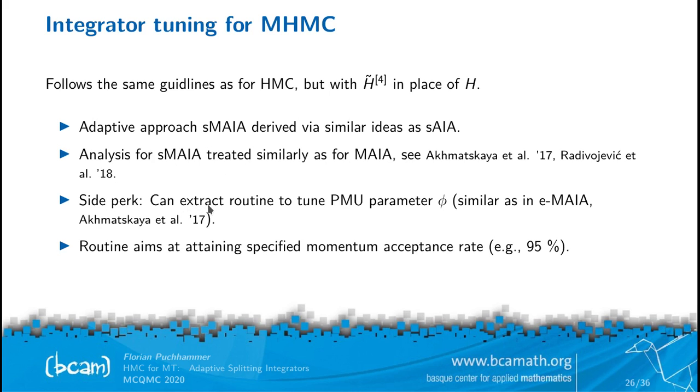And as a small side perk, within the paper where this MAIA is developed, there's also a routine to tune this PMU parameter, and we can do something very similar to that one. The gist of this routine is that we aim at a specific targeted momentum acceptance rate, and a default value, a reasonable one, would be 95%.